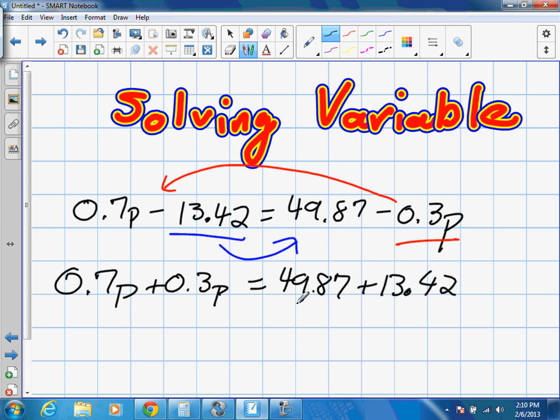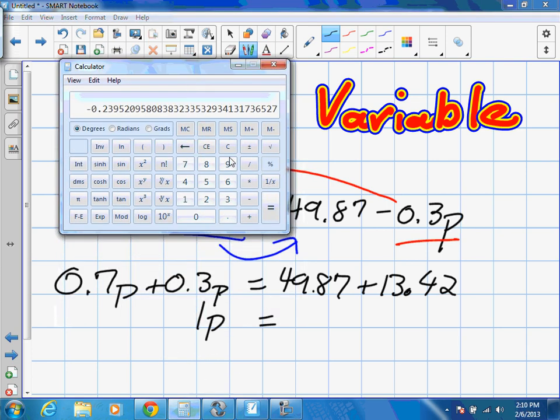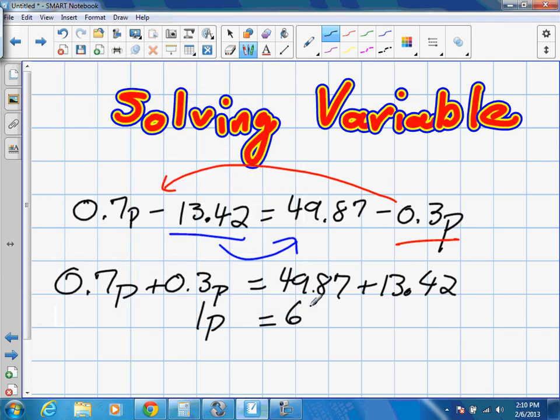Right. Now we're going to simplify. This 0.7 plus 0.3 will just become 1p. And when we add those two terms together, 63.29. Is that what it is? Great. 63.29. We have to isolate p. So I got to divide, because it says 1 times p, we have to divide by that number. So we're going to divide this side by 1. Is that going to change anything? No. So we know p is 63.29.